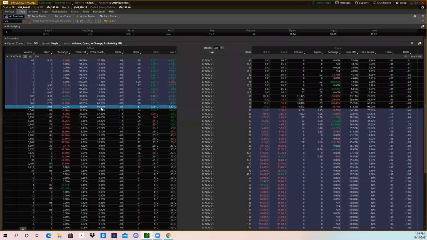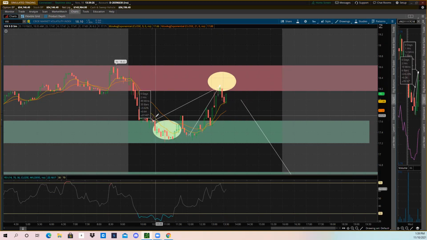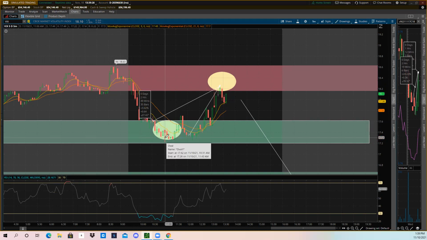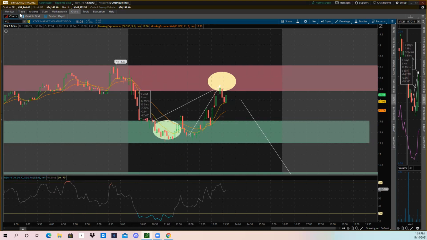We have the 18 calls right here. Basically, in this area, the stock was below $18, so 18 was out of the money, the next one out of the money. And once the stock price was above 18, it would have been what's known as in the money.